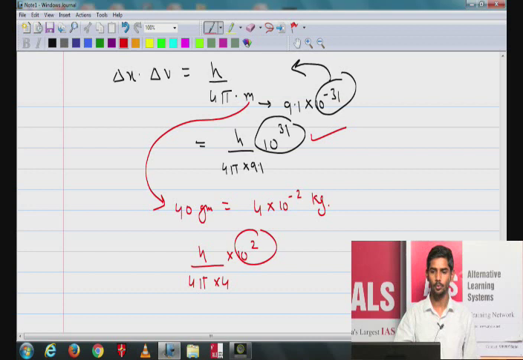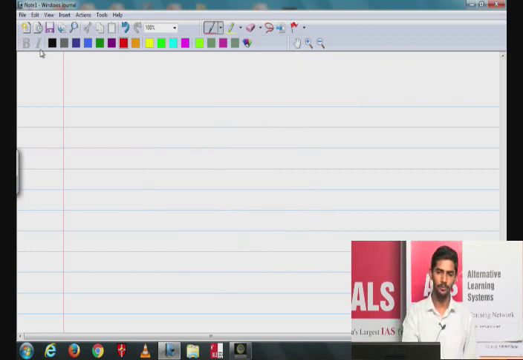That's cool. So guys, this is the significance of Heisenberg's principle. That's over. Now, let us discuss another one, which is the de Broglie theory.